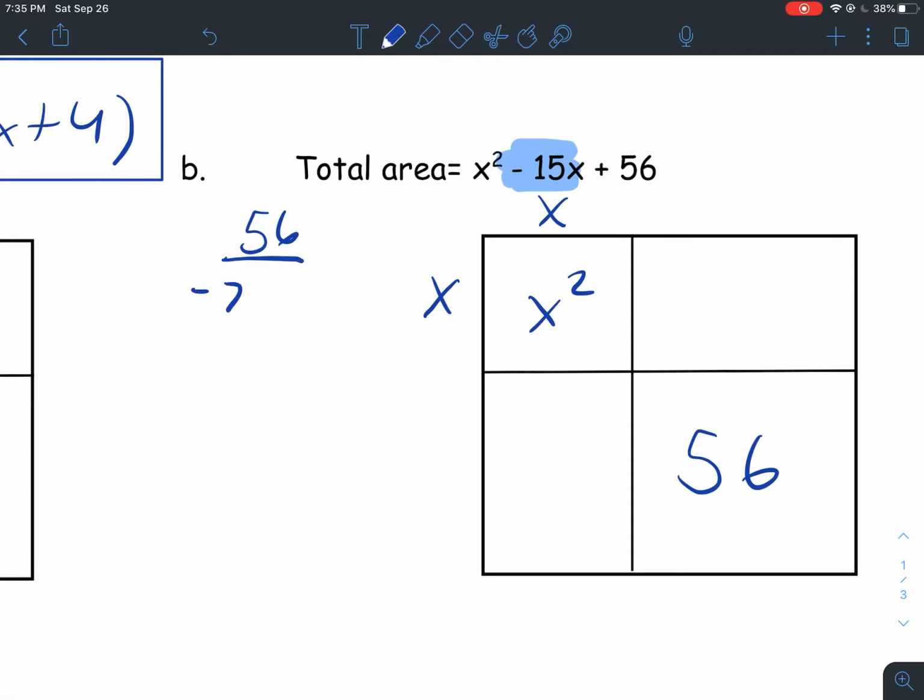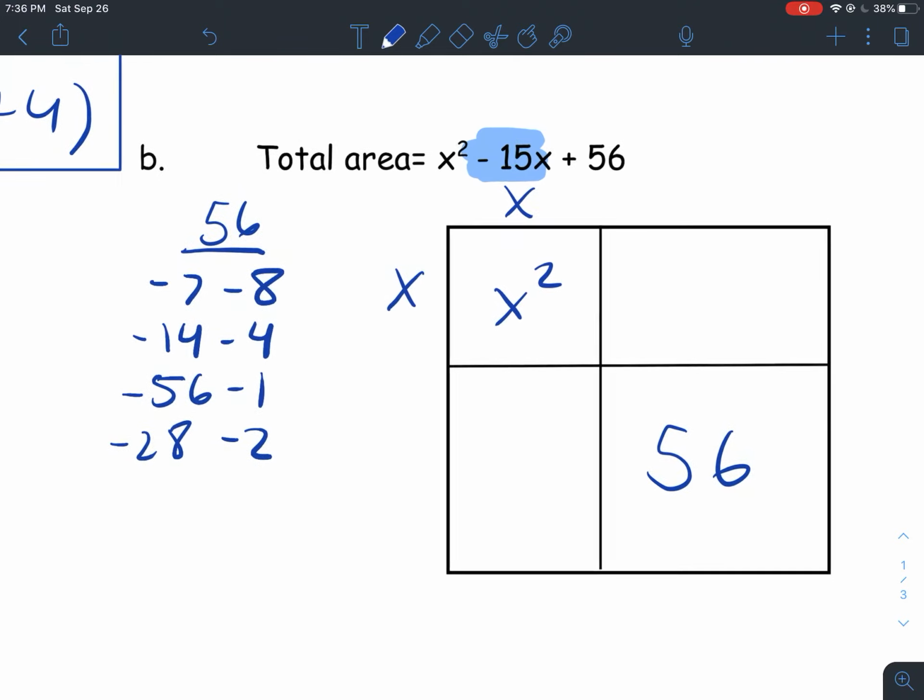So let's think. We've got negative 7, negative 8, negative 14, and negative 4, negative 56, and negative 1. Notice how when you multiply two negatives, you get a positive, right? And then we would get negative 28 and negative 2. All right, so let's check. Do any of these work? Will any of these add up to this negative 15 that we are interested in?